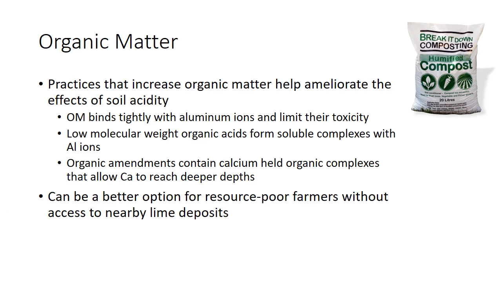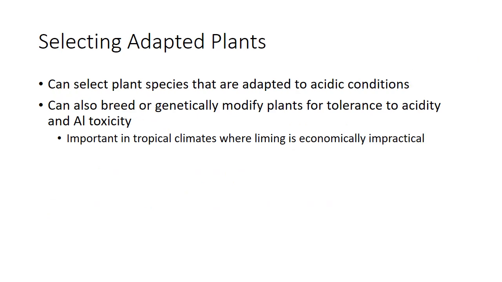And again, this can be a good option for resource poor farmers. So if you're working even in Kansas, where in some areas it's hard to actually get limestone, but also around the world, if you're in an area where it's logistically impossible to truck tons and tons of limestone to neutralize the field, if you have the ability to add organic matter, then this is a good way to alleviate those acidity problems. It doesn't fix the acidity problem. It helps with the symptoms of acidity, namely aluminum toxicity.